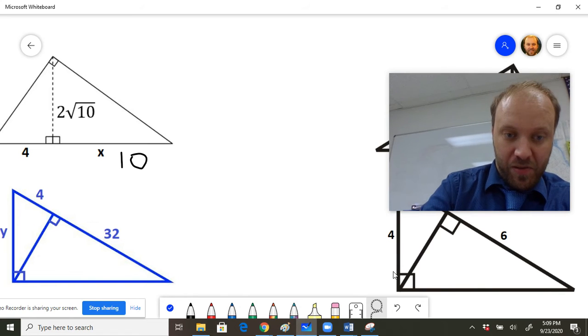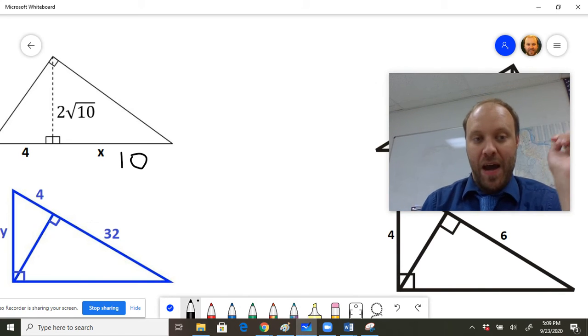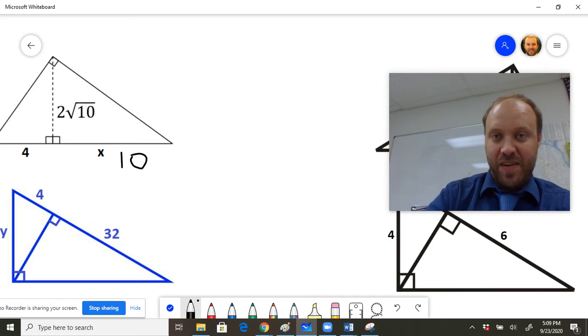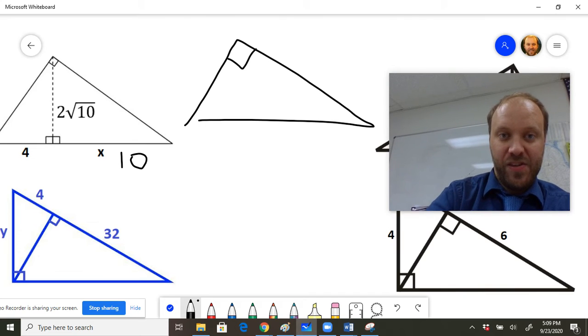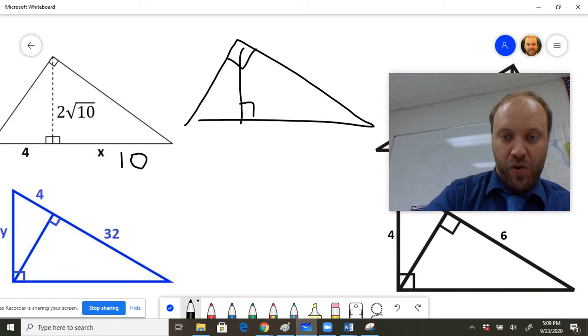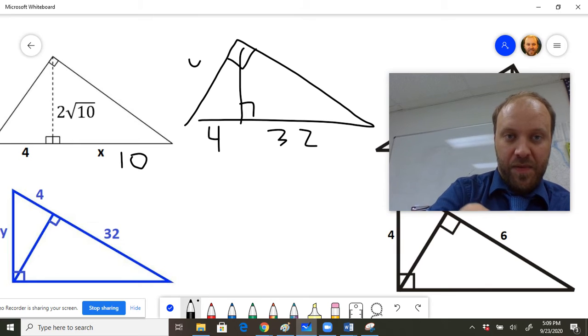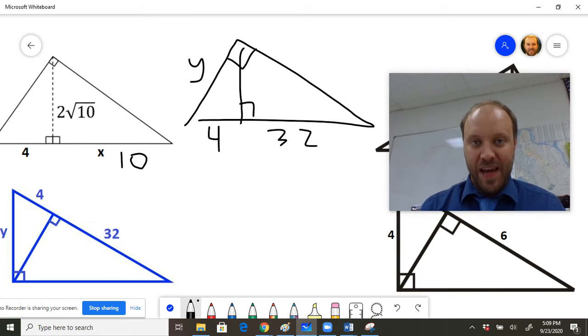I am extremely visual, probably why I teach geometry. I need to see these in a certain position for the pattern to click for me for whatever reason. So I'm going to flip this guy over and do something kind of like this on number 2. All right, on number 2, so we've got a 4 here, and we've got a 32, and we've got a y. Okay, this is the leg pattern.